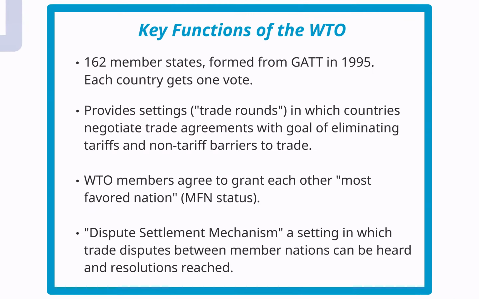Turning first to the World Trade Organization, we'll talk about some of its key functions. The WTO, as we said, formed from the GATT, the General Agreement on Tariffs and Trade, which was not an international organization. It was just an agreement, a piece of international law that countries signed on to. In 1995, it had 162 member states, which is a majority of the countries in the world, but not all. There are countries that are actively petitioning to be part of the WTO. There are countries that have absolutely no interest in being part of the WTO. But that's the membership. And each country gets one vote.